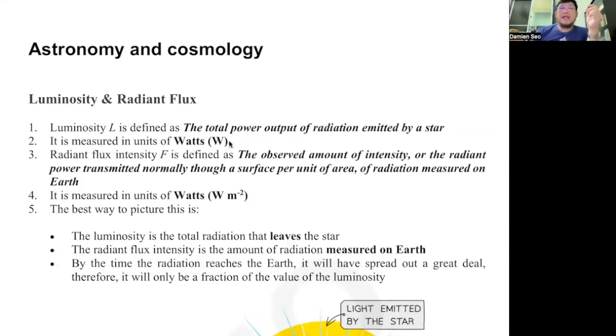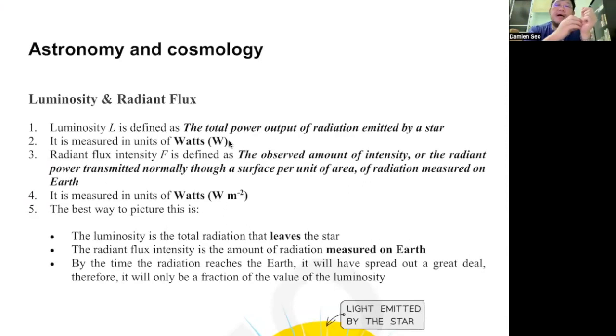But what is radiant flux intensity? Radiant flux intensity is the intensity detected at the Earth due to that star. For example, the total power output of the sun is called luminosity, but the amount that reaches the Earth that we can detect is called radiant flux intensity. But we are not using power, we're using intensity.